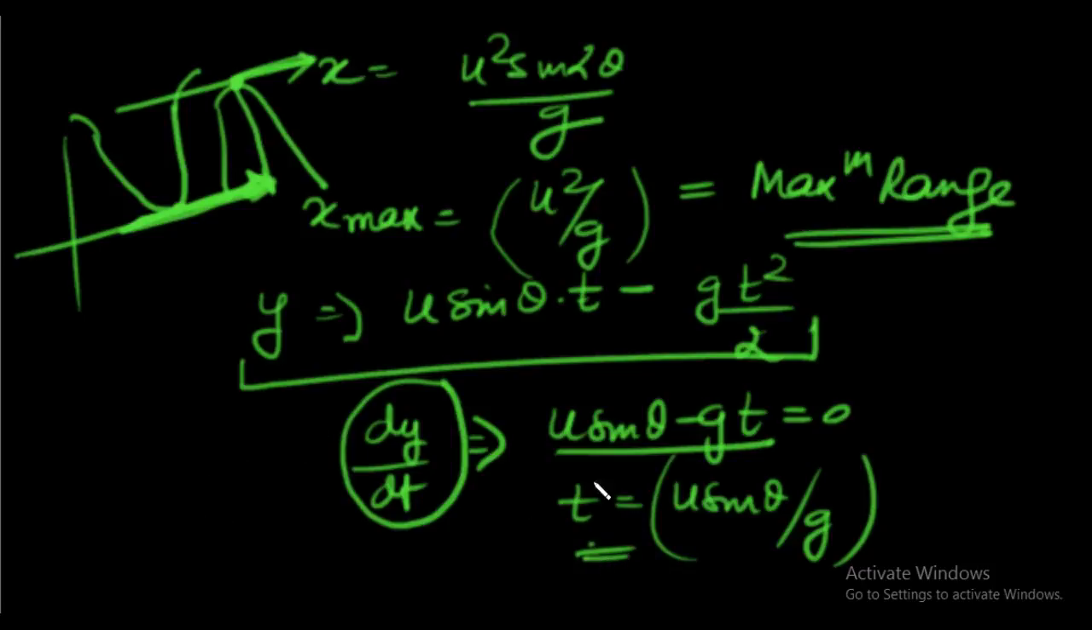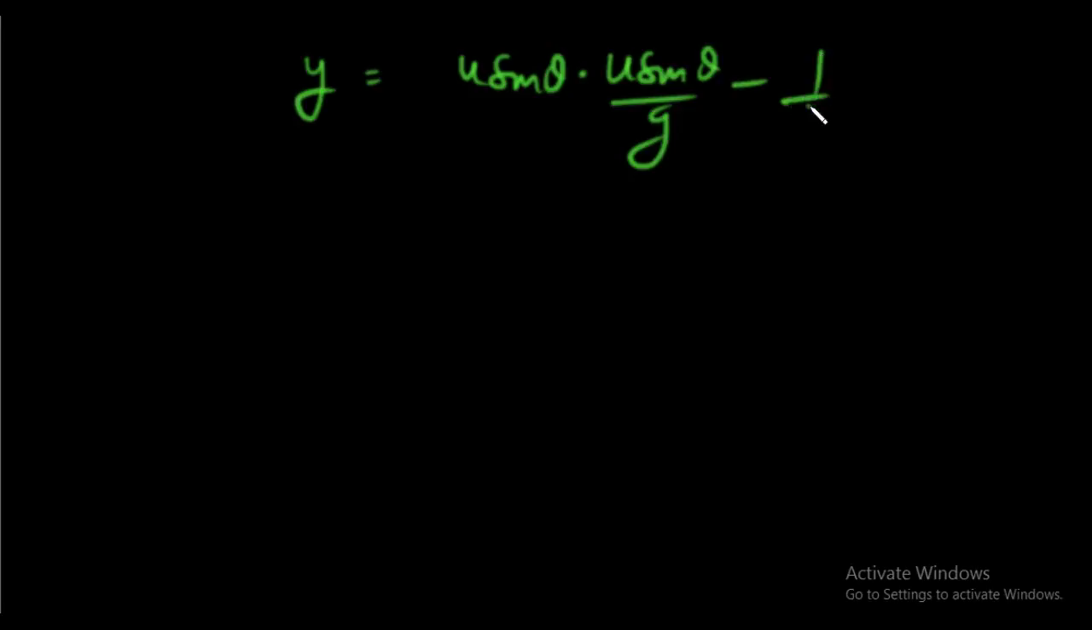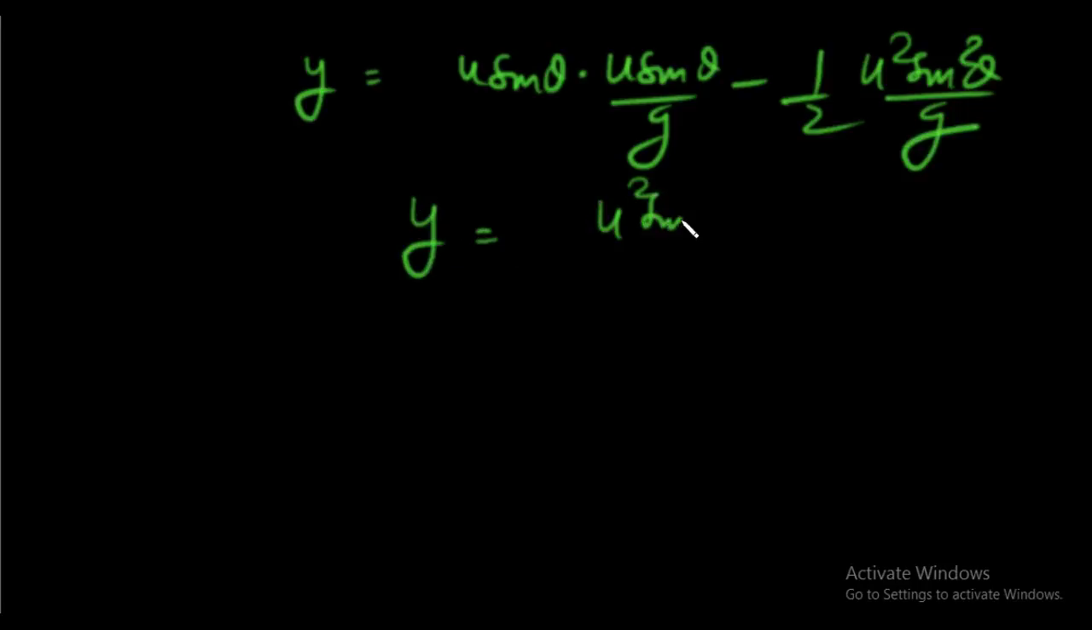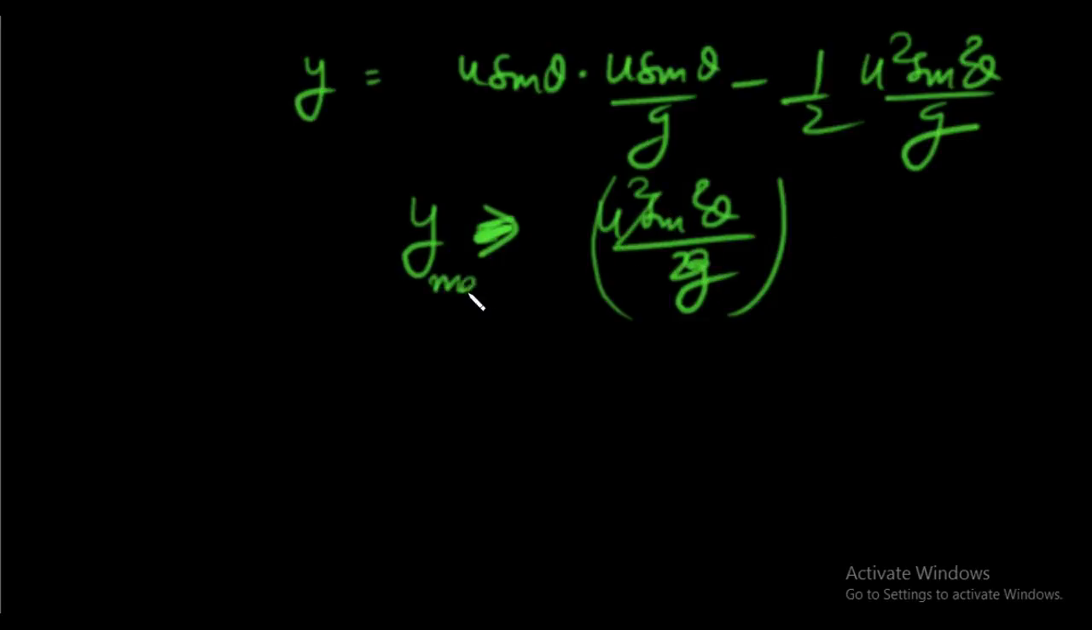And now putting this value here, we see that y is equal to u sine theta times u sine theta over g minus half g times u square sine square theta by g square. Y would be equal to u square sine square theta by 2g. Okay, so this actually is the maximum height.